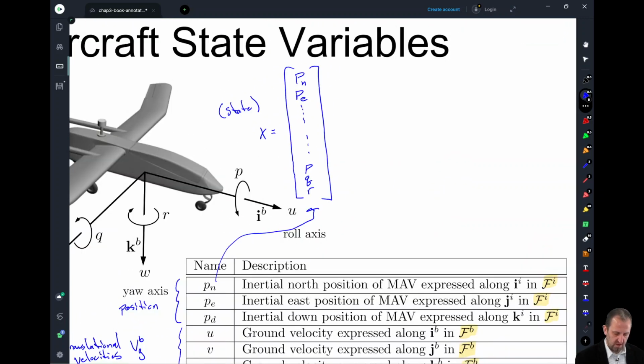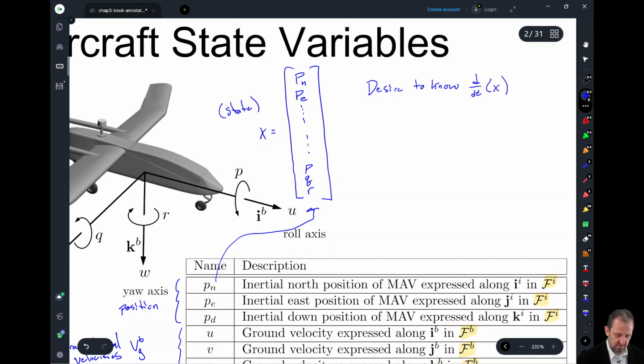What we want to know, we desire to know, is our time derivative, d/dt of x, and we'll call this x dot. So what is the time derivative of our state? In other words, this answers the question: how does it evolve over time?